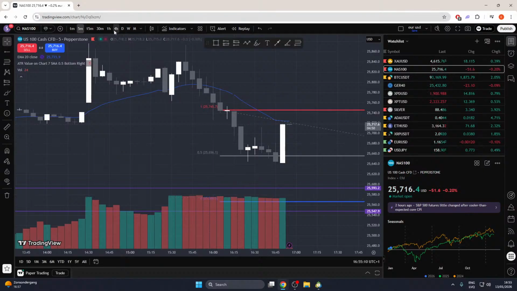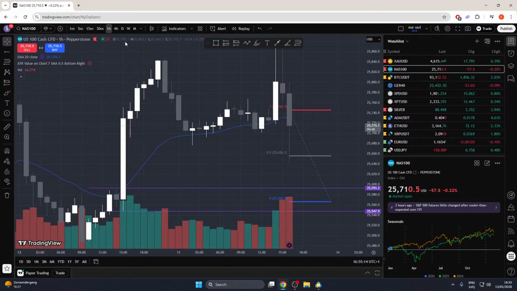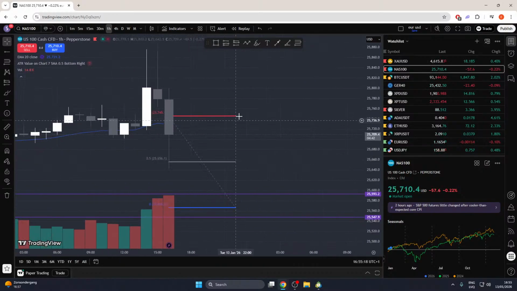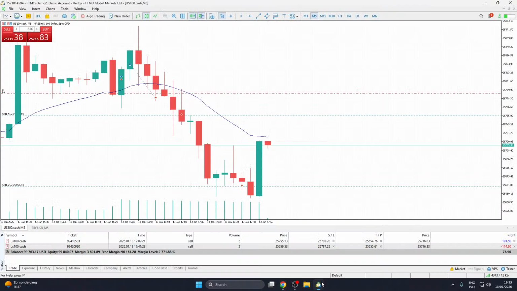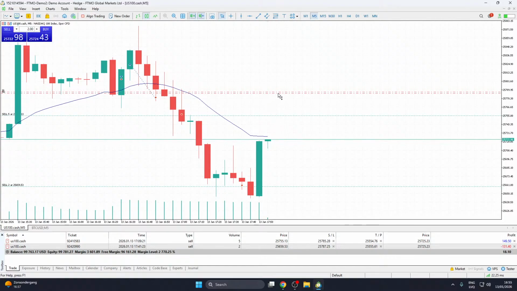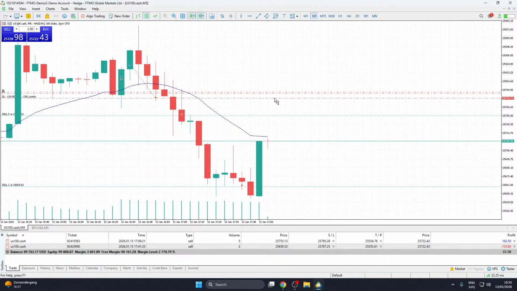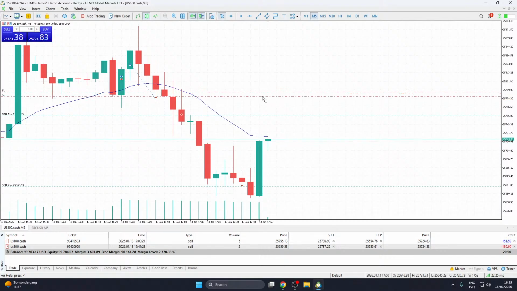How does the 1 hour look now? It doesn't look the best. If anything, the best odds for me to make some profit at this point is to short. Okay, that's a big bar, but I don't know. I need to see. I want to see how this one closes.